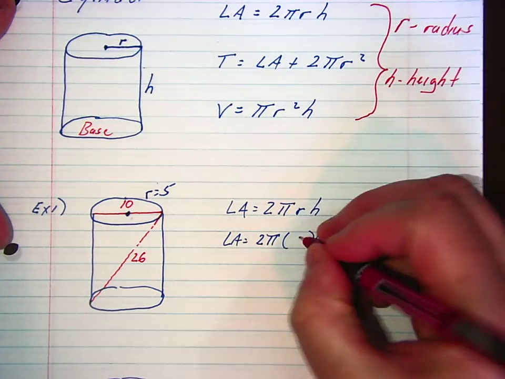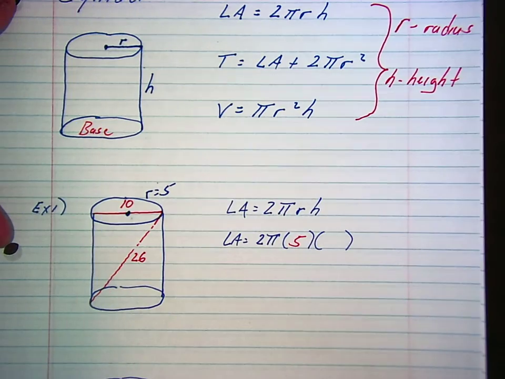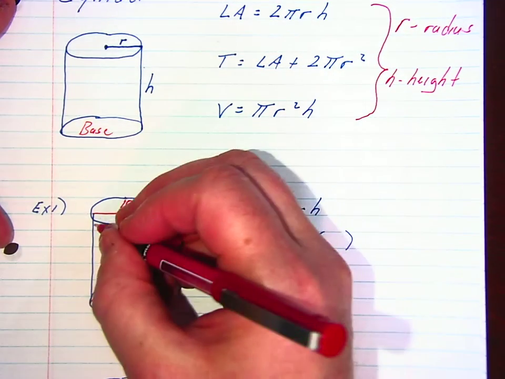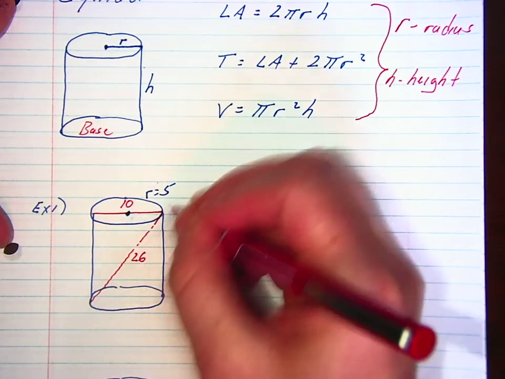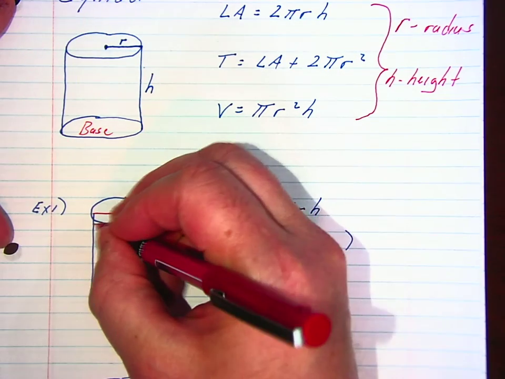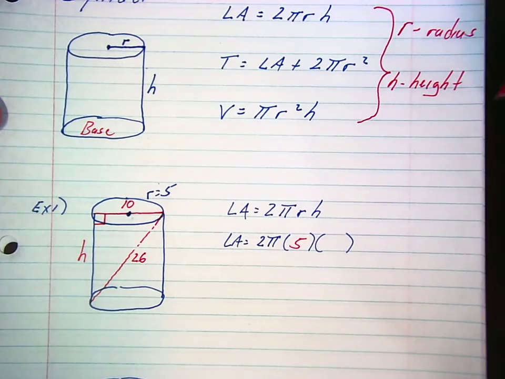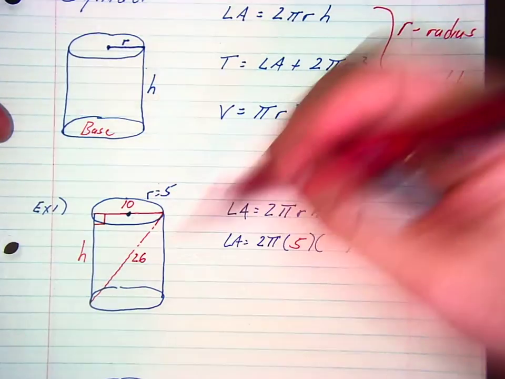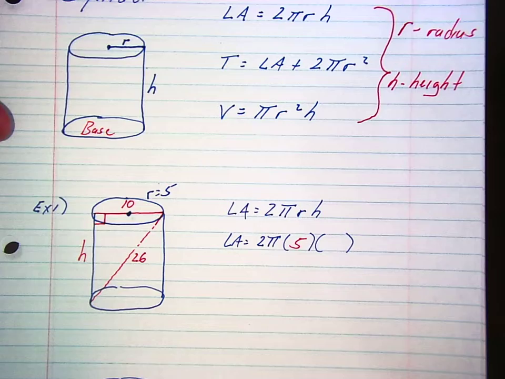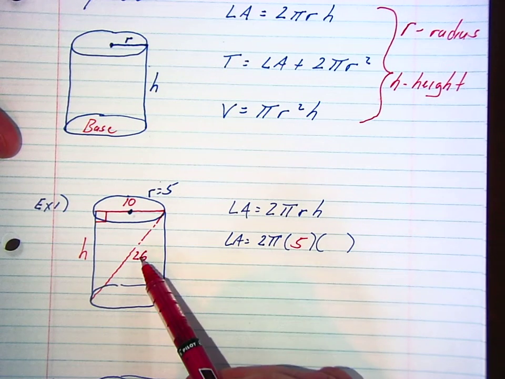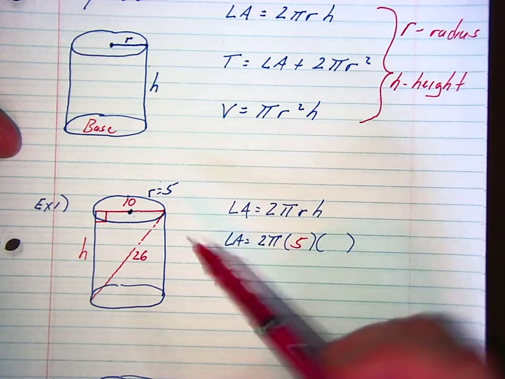So I can put a 5 in here, and the only thing I'm missing is the height. So there's my right triangle. It's made of the diameter, the height, and then this diagonal. So I'm going to put a right angle right here, and I'm going to have to find that height, and I'm just going to do the Pythagorean theorem. I don't have an angle, so I can't do trig, so this one will be the Pythagorean theorem. So that's a leg, that's a leg, that's the hypotenuse. We'll do that off to the side.